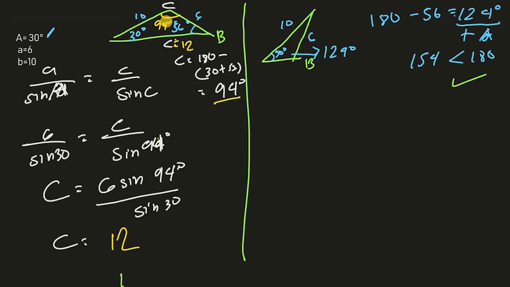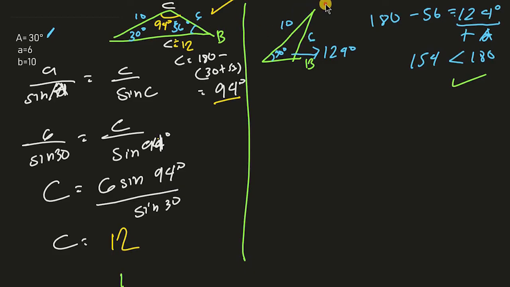So let's do our traditional way of checking, that the largest angle should have the largest side opposite it. Since the largest angle is 94, and its opposite is 12, which is the largest among the three sides, it means we have the right answer. We're close to the correct answer.